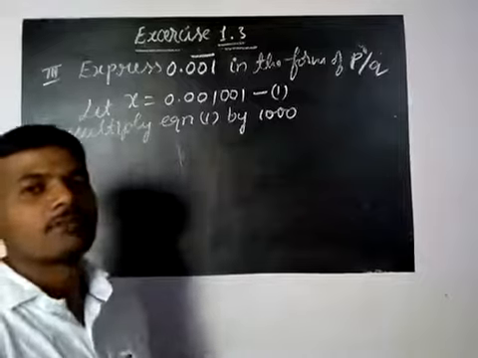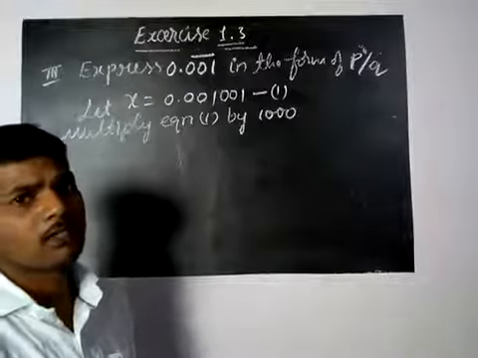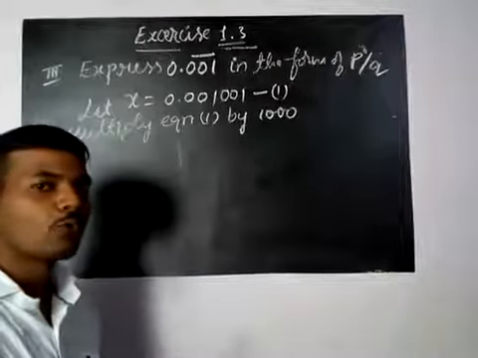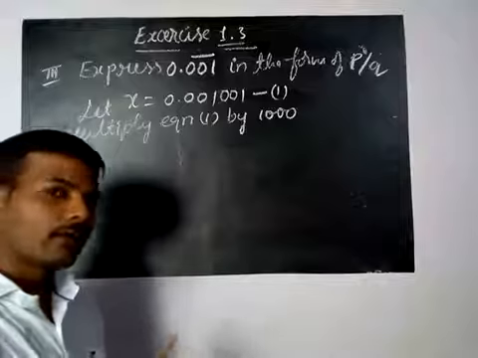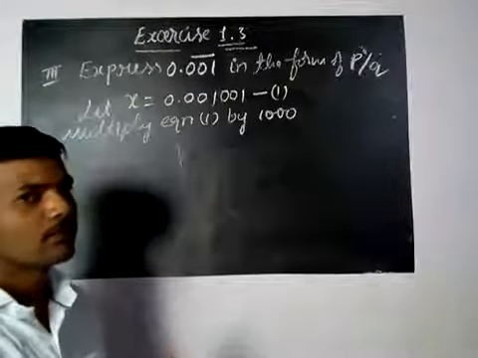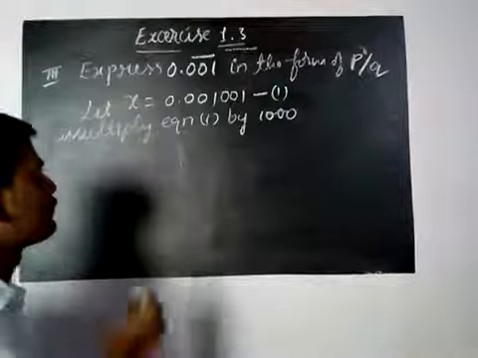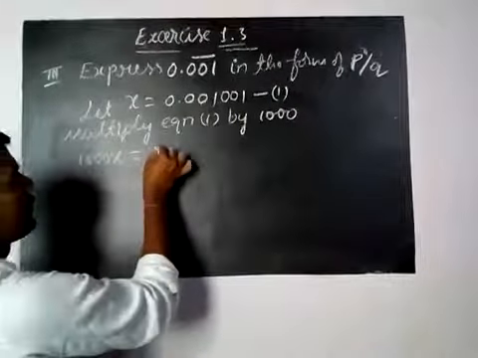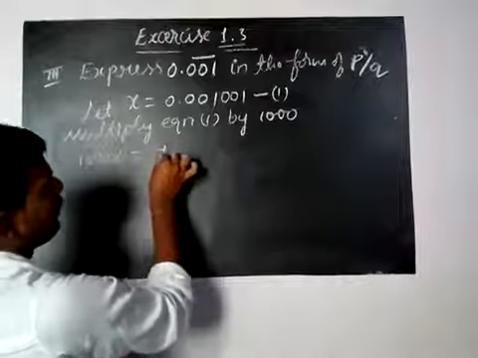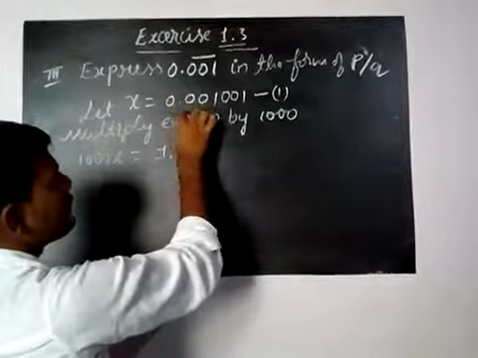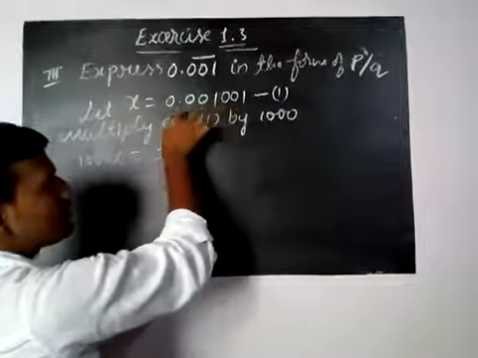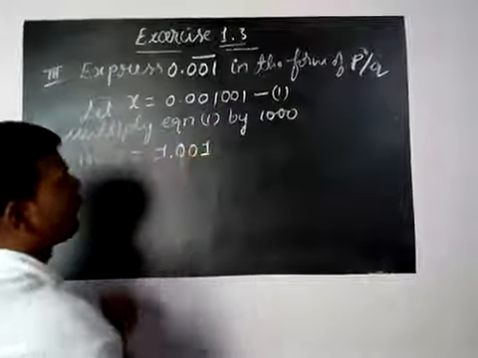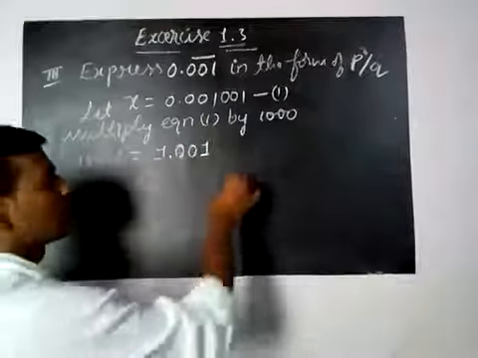Why do we have to multiply by 1000? The 3 digits are repeated, so that's why we multiply by 1000. If 1 digit is repeated, 10. If 2 are repeated, 100. If 3 are repeated, then 1000 we have to multiply. Then equation 1 becomes 1000x is equal to 1.001... The point is shifted, so these zeros are neglected. Call this equation 2.